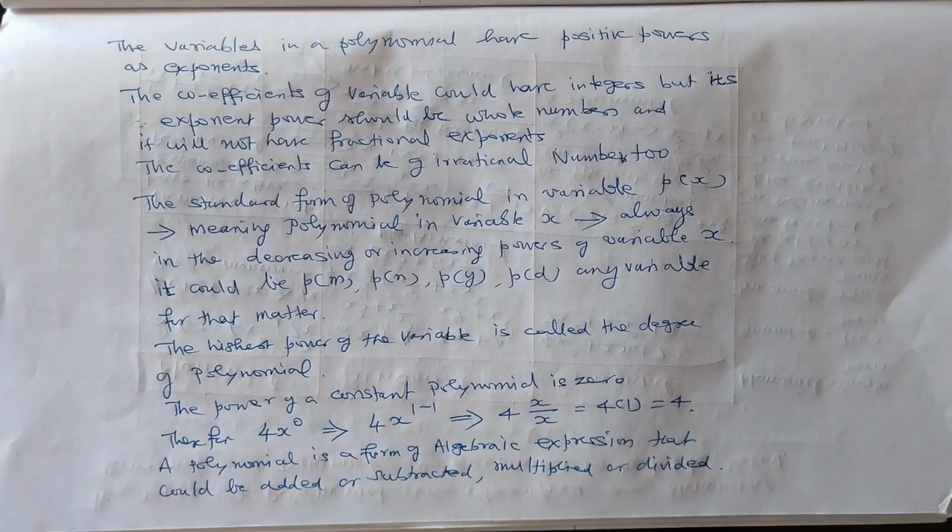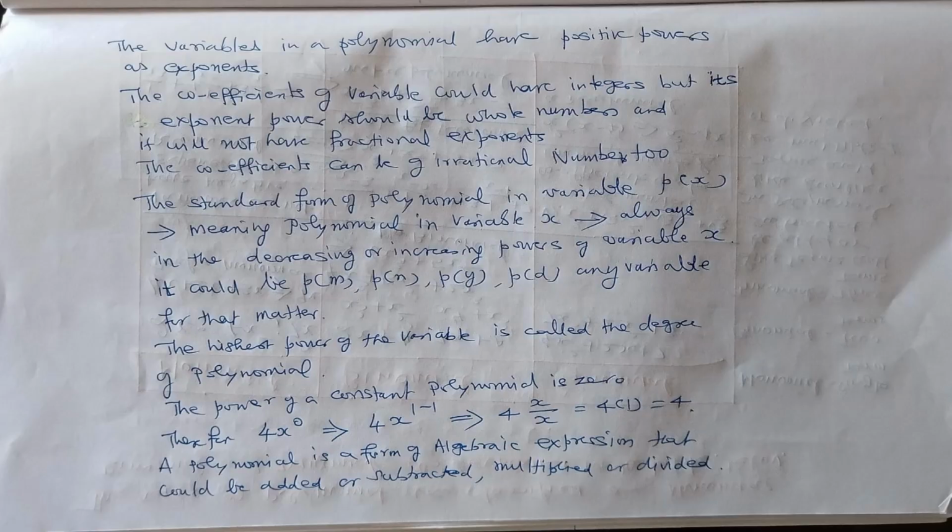The standard form of a polynomial in variable x, meaning polynomial in variable x, could be p(m), p(n), p(y), p(d), any variable for that matter. The highest power of the variable is called the degree of the polynomial. The degree of a constant polynomial is 0. Why? Because 4 multiplied by x to the power of 0 is equal to x to the power of 1 minus 1, which is equal to x by x, which is equal to 1. If 1 is multiplied by the constant, it remains the same.